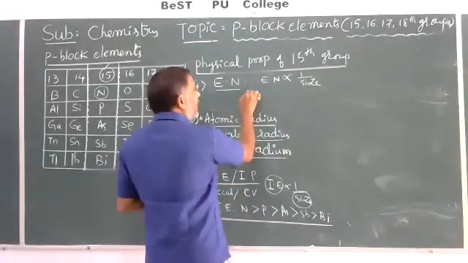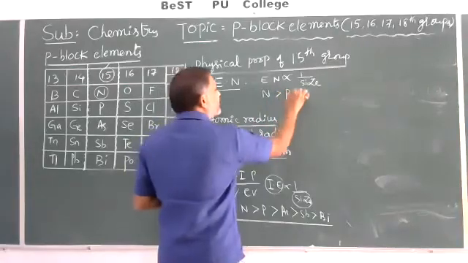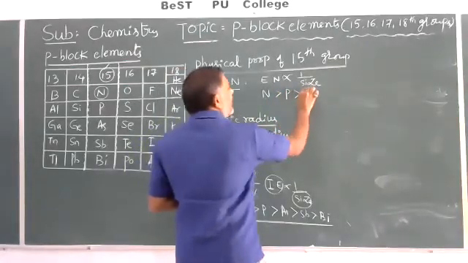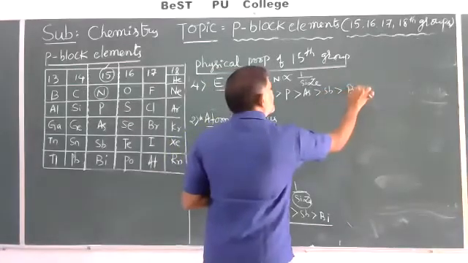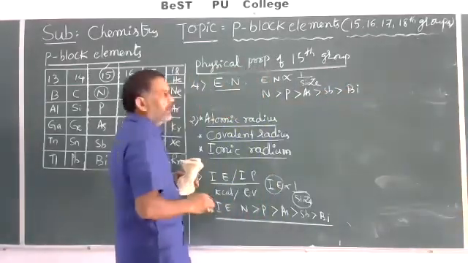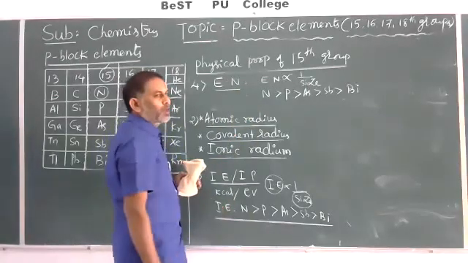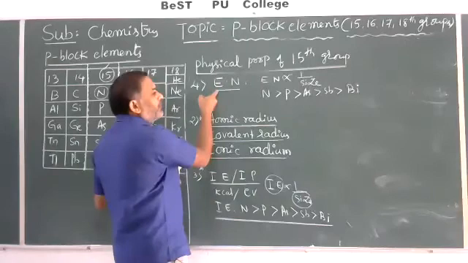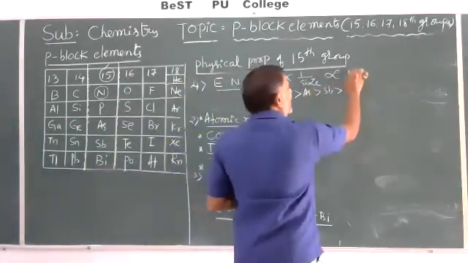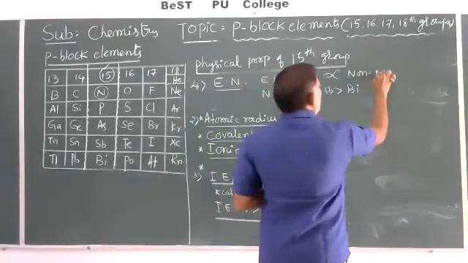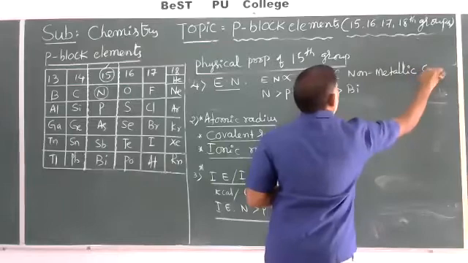That's why the electronegativity order is nitrogen is more electronegative than phosphorus, arsenic, antimony and bismuth. This is electronegativity, along with ionization potential or ionization energy. Whenever electronegativity is more, it is directly proportional to non-metallic character. Very, very important. Non-metallic character.